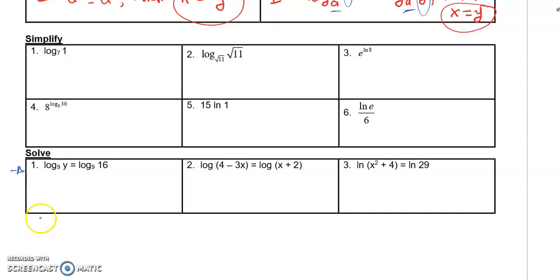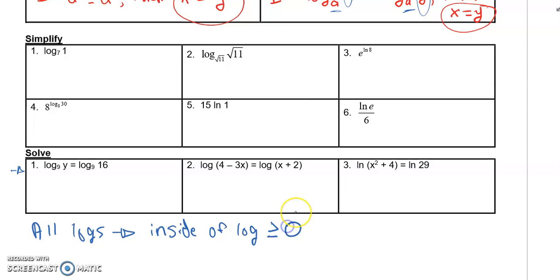While we're doing this, let's just note that for all logs, the inside of the log, what you're taking the log of, must be greater than or equal to 0. Actually, I'm sorry, must be greater than 0, not greater than or equal to. So if you get 0 or a negative number, that would count as an extraneous solution, and you just wouldn't count it.